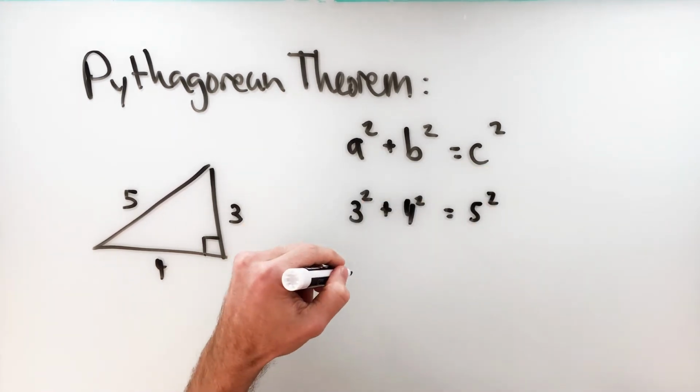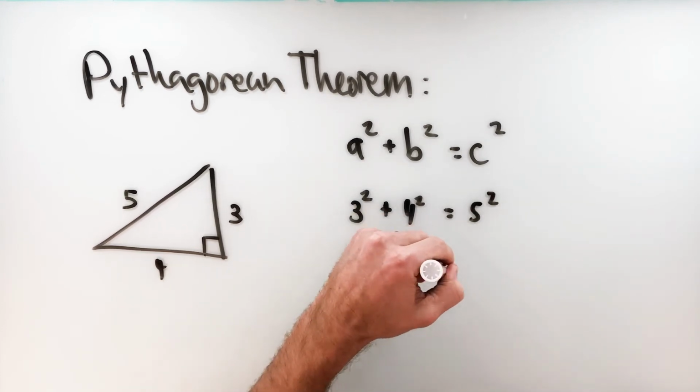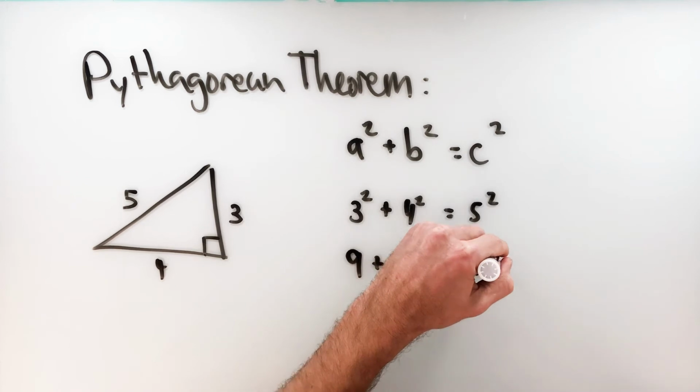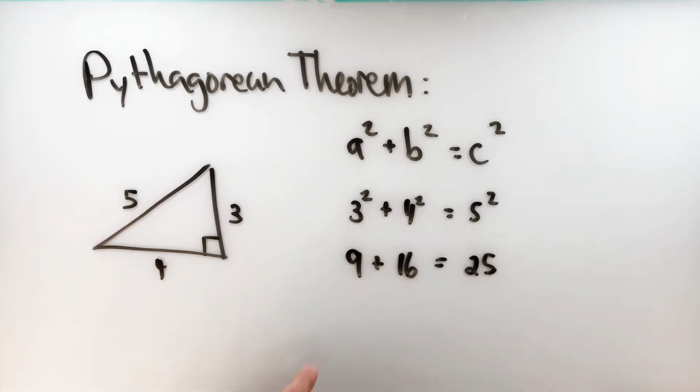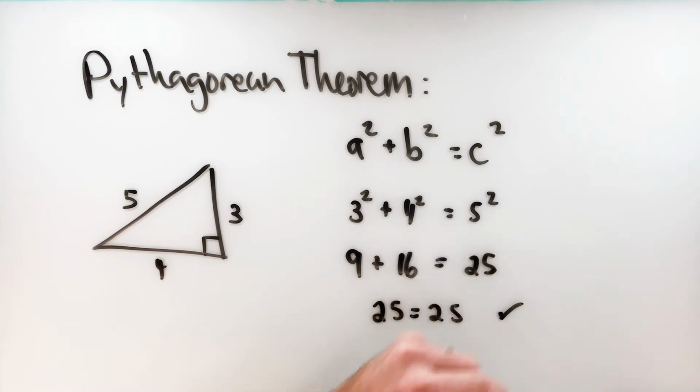We know 3 squared is 9, 4 squared, 4 times 4, is 16, and 5 squared, 5 times 5, is 25. And wouldn't you know it, 9 plus 16 is in fact 25. So we can see that this holds true. 5 squared is equal to 4 squared plus 3 squared.